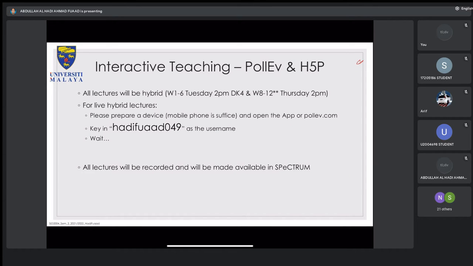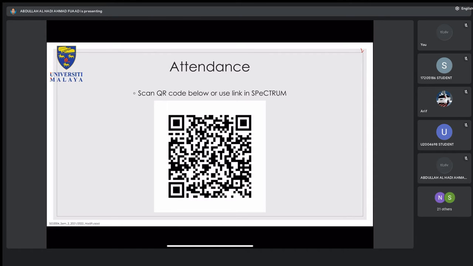Nothing much. Pool everywhere. I've already mentioned to you guys this morning, so I'm going to skip that as well. Attendance should also be listed on Spectrum, so make sure you go and scan, have a record.